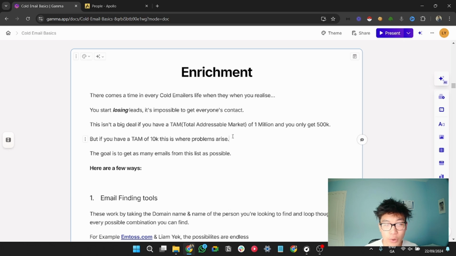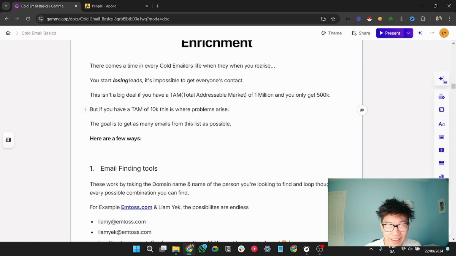That's fine. But if you have a smaller TAM, I was working with someone that was only targeting local leads and they wanted only hotels inside a certain area. I had a tiny TAM, right? When you hit that point, that's a problem. If you have a TAM of 10K, this is where problems arise. Your goal is to get as many emails from this list as possible. And this is where enrichment comes in.